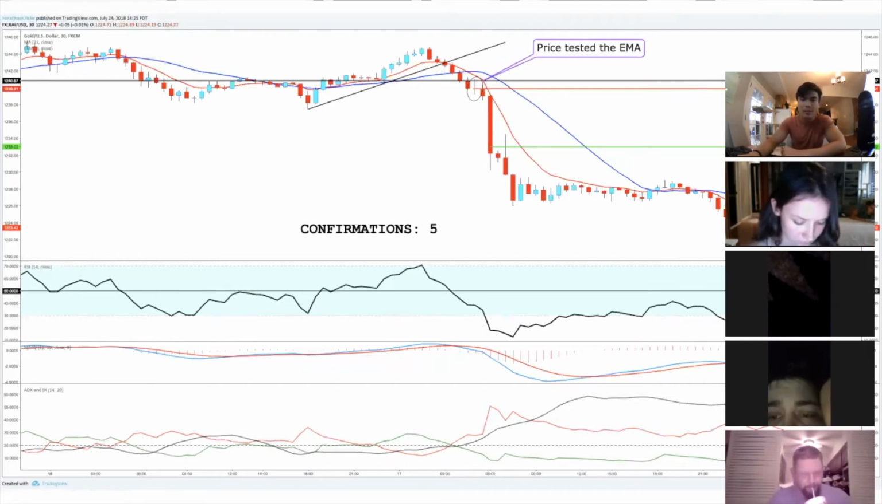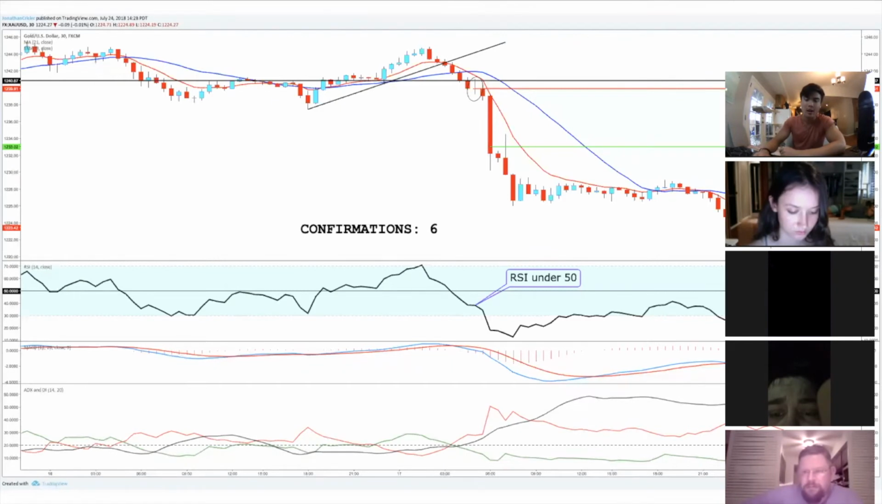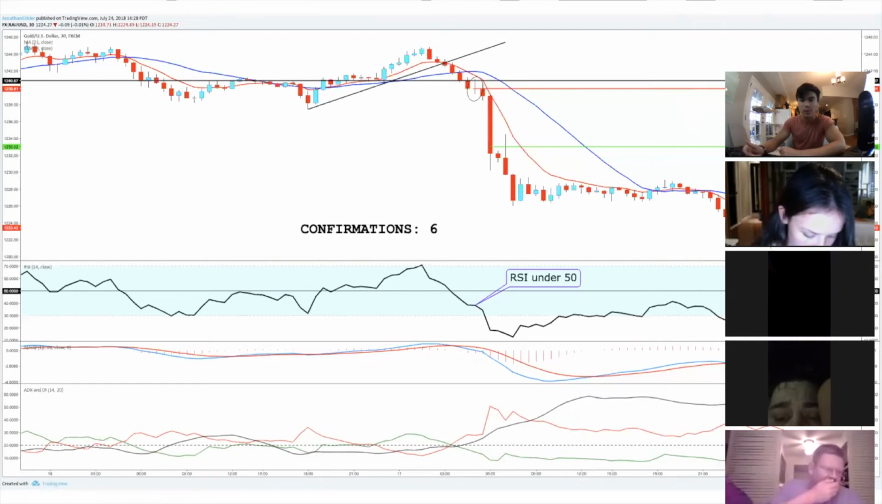Fifth confirmation is that price retested the moving average right there. And all retest means is that it tapped it and it didn't break it. RSI is under 50, showing us that bearish momentum is above bullish momentum.